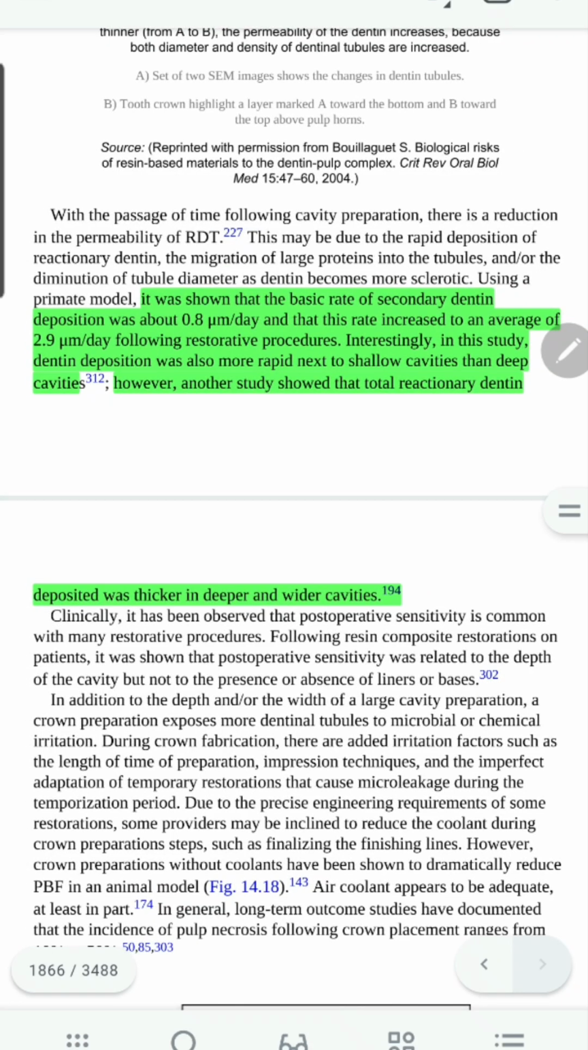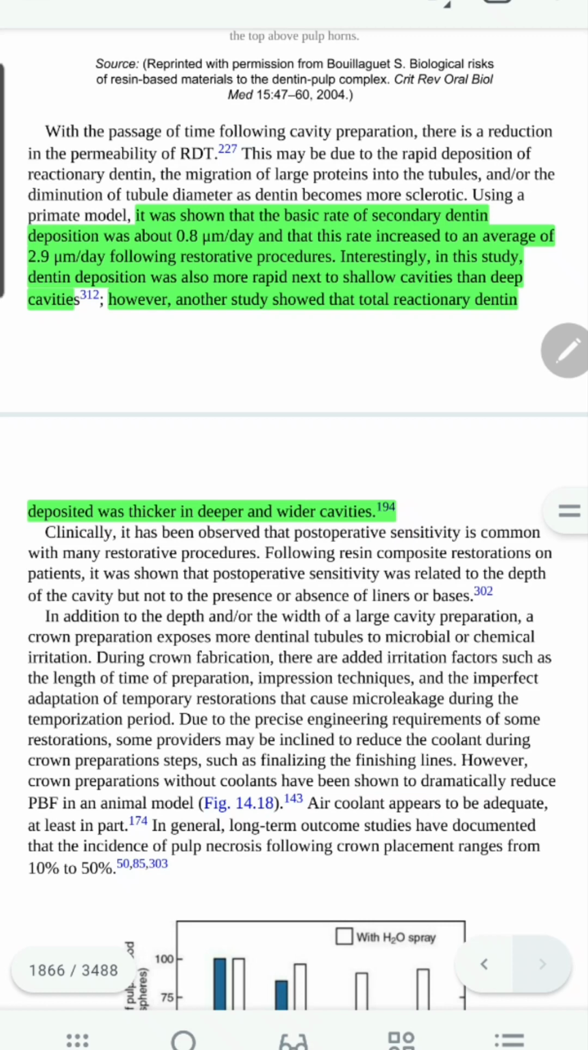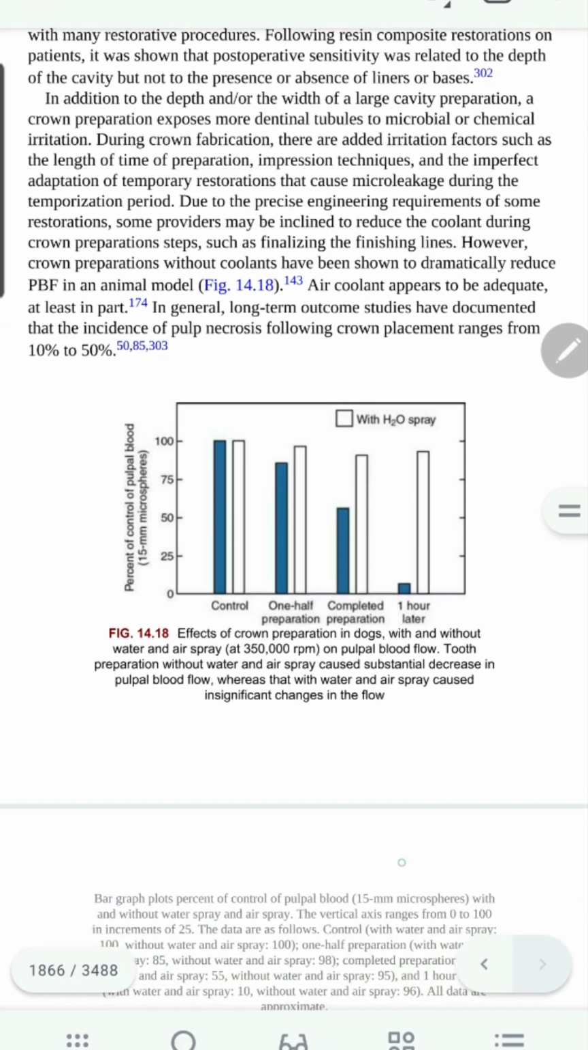We have seen that there was an increase in the secondary dentin deposition under restorations. The normal range of daily deposition is 0.8 micrometer per day, but it increased to 2.9 micrometer per day following the restorative procedures, which means that there are some toxic materials released from these restorations that are causing this response from the pulp and increasing the deposition of the dentin as a barrier protecting the pulp.